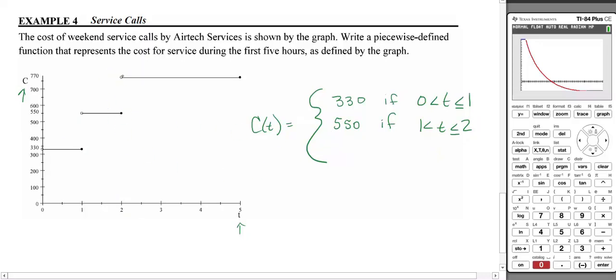And the next level is 770, and that's for t being between 2 and 5, not including the 2 but including the 5, and that is our piecewise function for that problem.